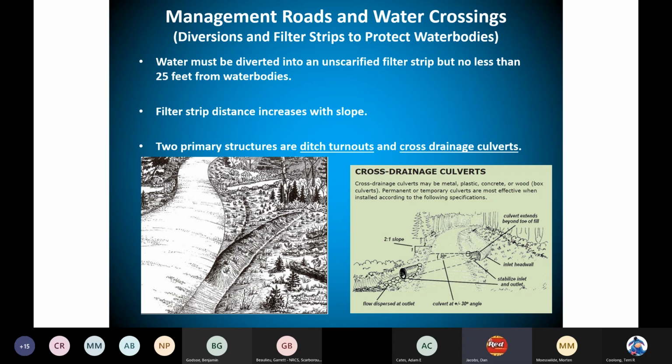The cross drainage culverts are just being used to move water from one side of the road to the other side of the road. Whether it's a cross drainage culvert or a ditch turnout, these structures have to be located outside of the filter area.